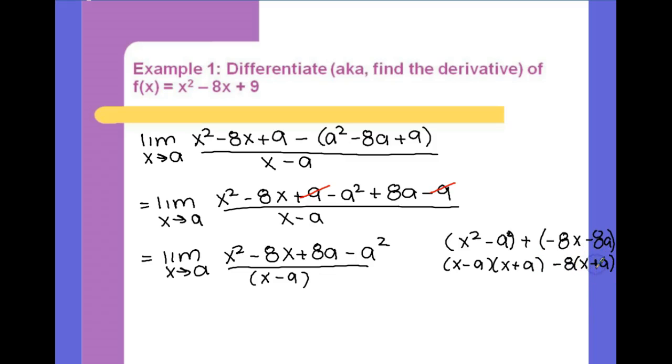Wait, that becomes positive. No, it becomes negative because it's negative. Oh, I copied it down wrong. I lost this sign. There we go. I did it a different way, but this works. So do you see what he did? We rearranged. We pulled the a squared in front.